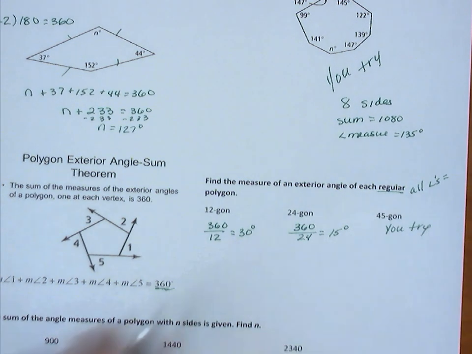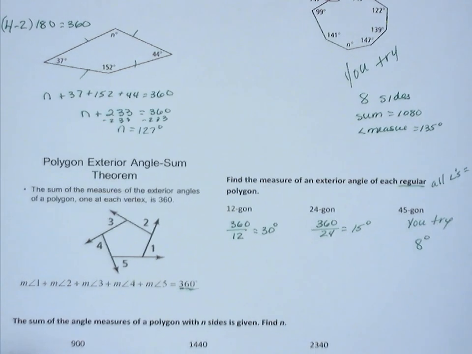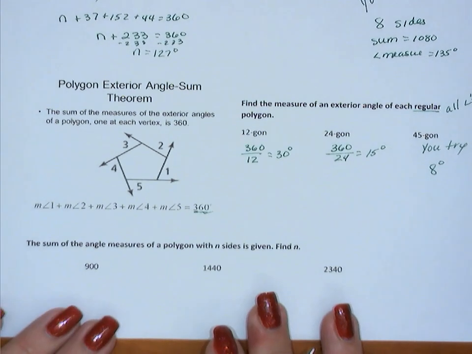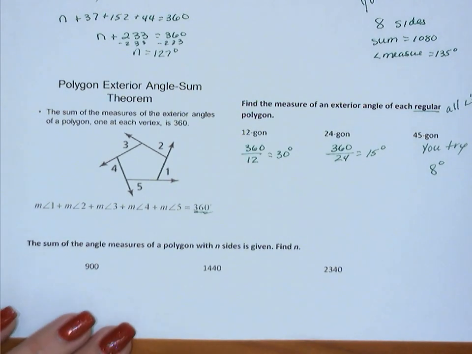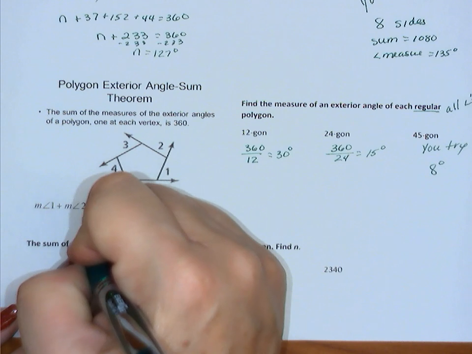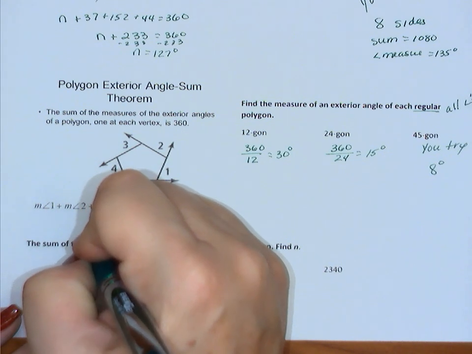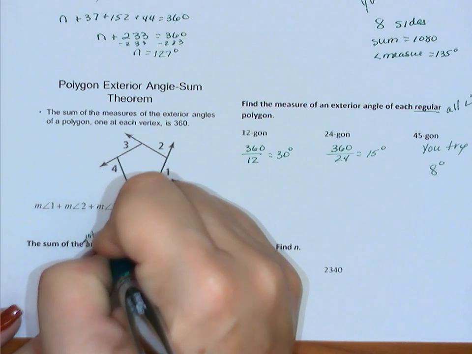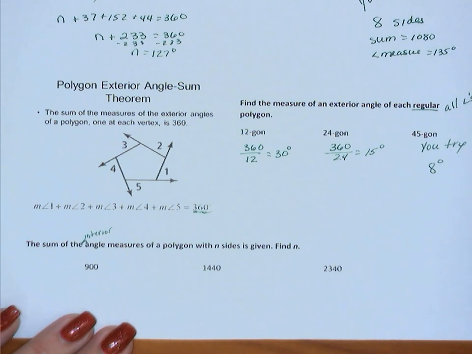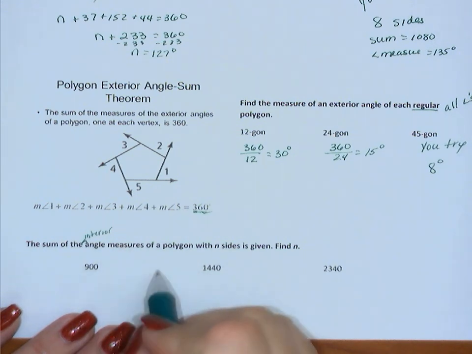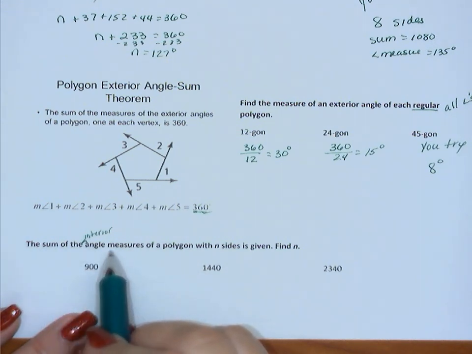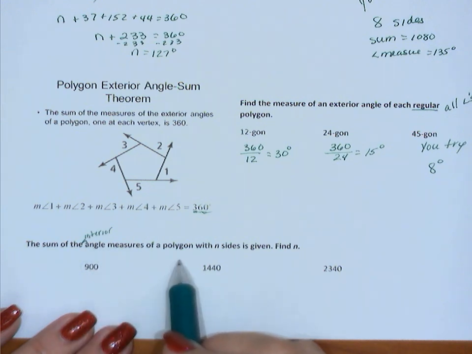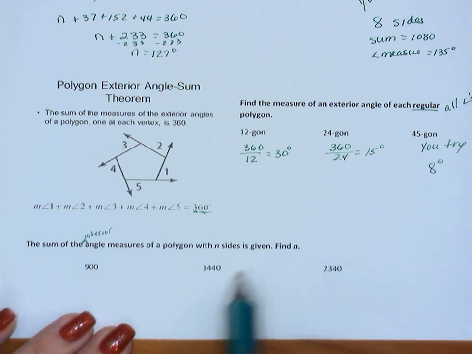Did you get 8 degrees? If not, talk to me. We'll look at the formula together. All right, our last problems. The sum of the, this should say interior. The sum of the interior angle measures of a polygon with n sides is given, so find n.